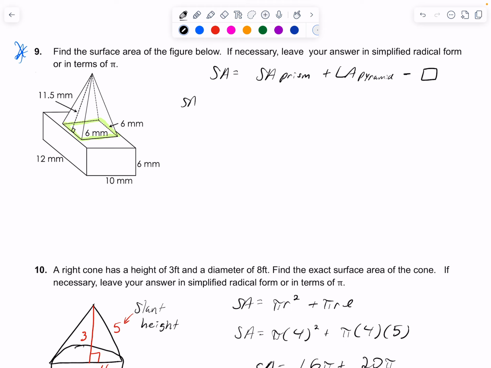So let's plug in our formulas here. The surface area for a prism is 2 times the area of the base plus the perimeter of the base times the height. Then we're going to add the lateral area of the pyramid, which is 1/2 times the perimeter of the base times the slant height. And then we're going to subtract the area of that square, which is side squared.